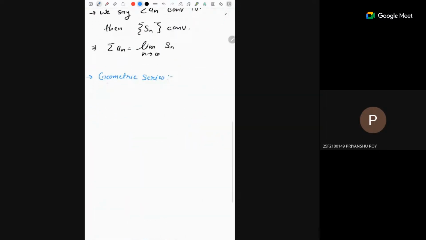Okay, fine. So geometric series means any series of this form. You can take a, or you can just start with one. We have started only with one. So geometric series means if you have a series like summation r to the power n, n ranging from 0 to infinity, that is 1 plus r plus r square plus r cube and so on. This is known as a geometric series.